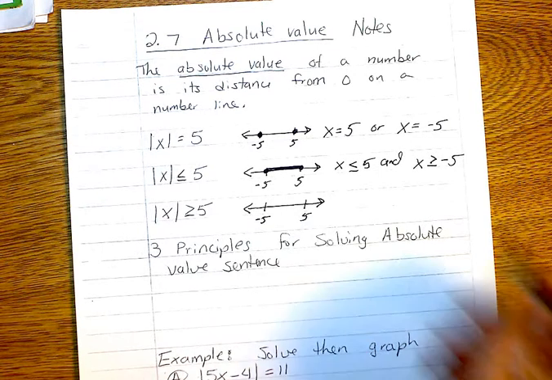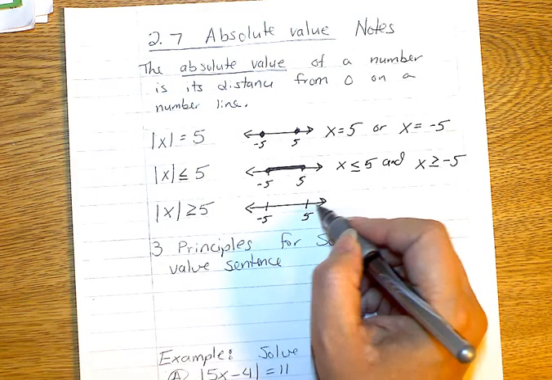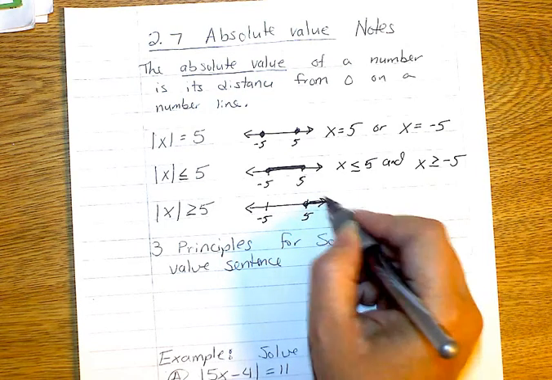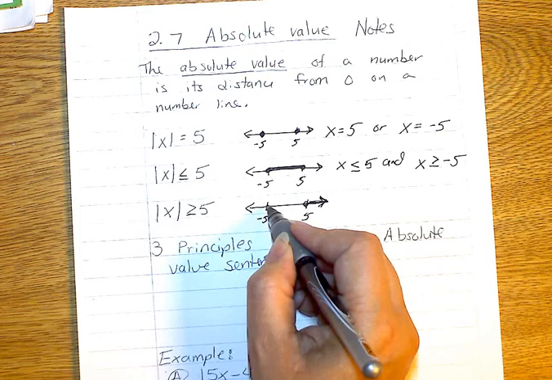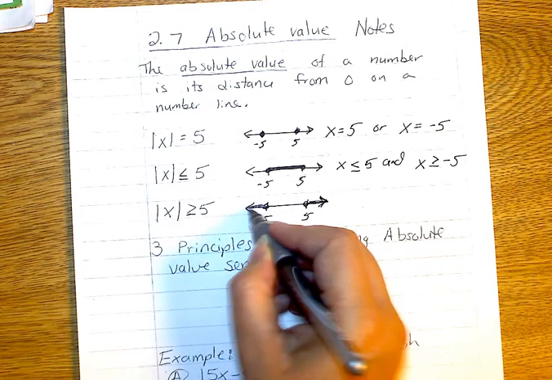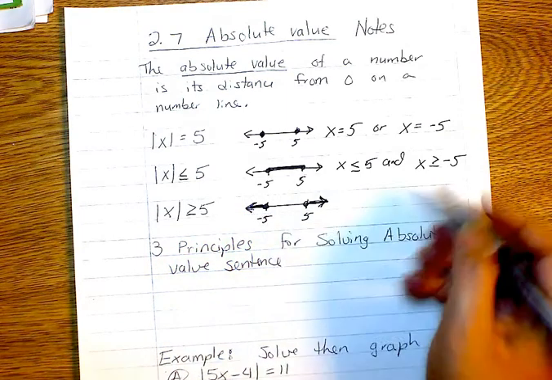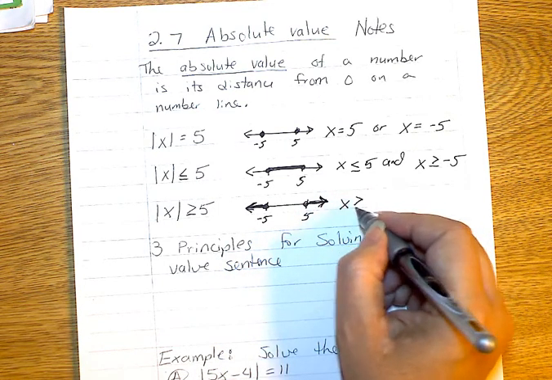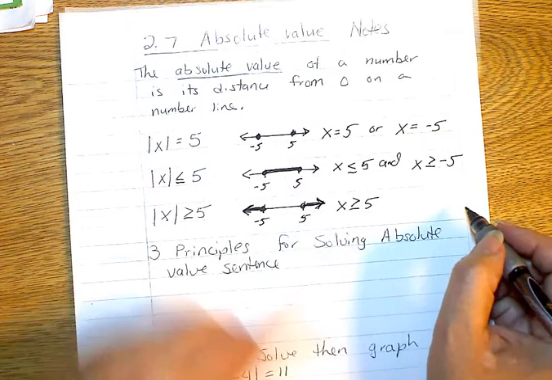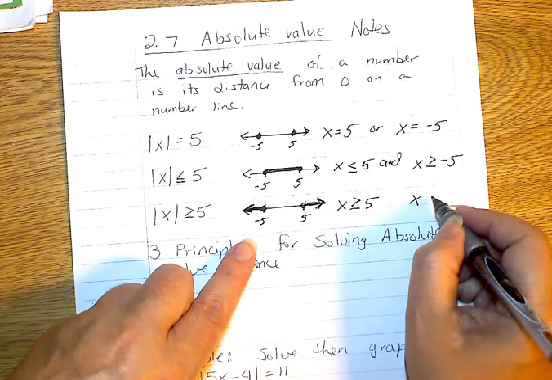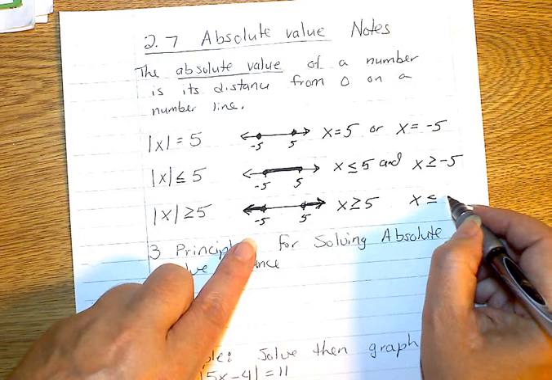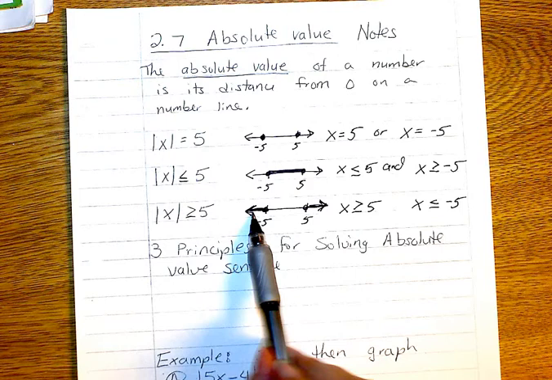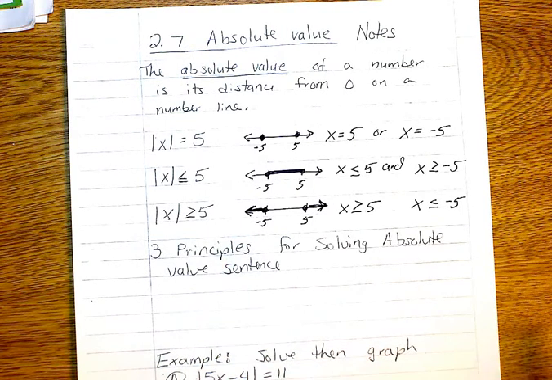Alright, so Tony, what did you say? It's going to be anything greater than 5. So anything greater than 5 or anything less than a negative 5. So we have x is going to be greater than or equal to 5, and the other one is x is less than or equal to a negative 5. So is this and or is this or? Or.